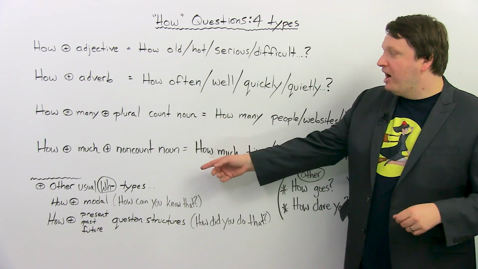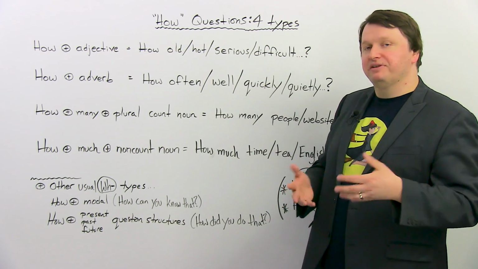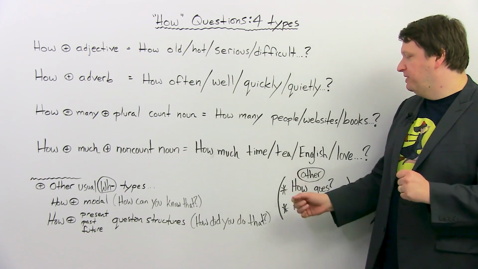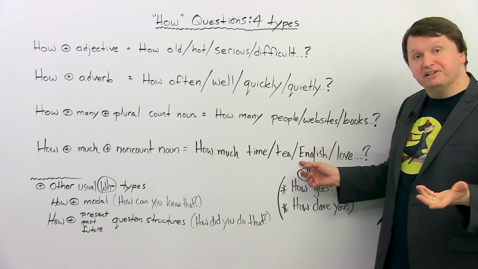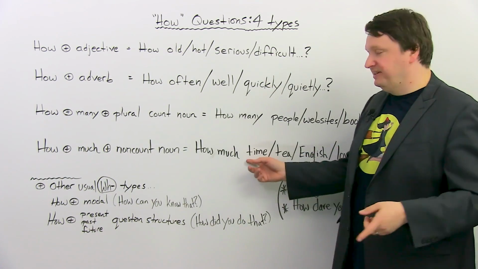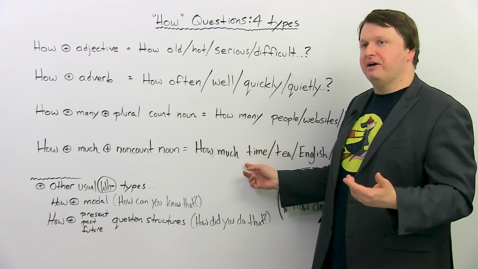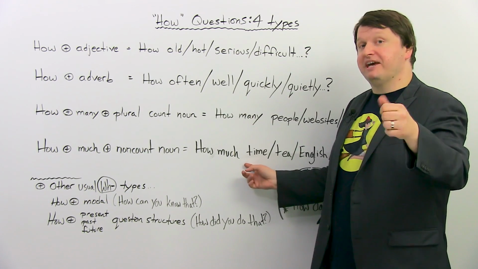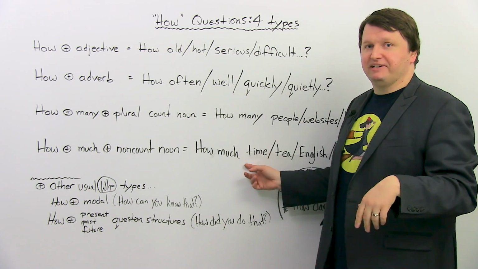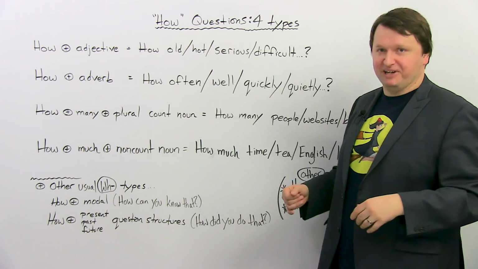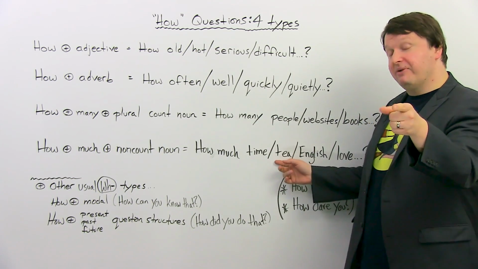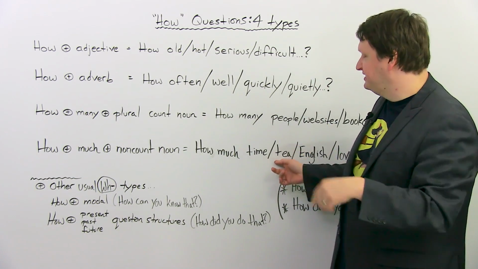Okay, and next, how much? We use how much with things we can't count. Okay, so how much time, how much tea, how much English, how much love. So these are non-count nouns. And if you're saying, Alex, I can count time. No, my friend, you can count minutes, you can count seconds, you can count hours, but you can't count the concept of time itself, okay? And if you're saying tea, but I can count cups. Yes, you're counting the cups of tea, but liquid, you can't.